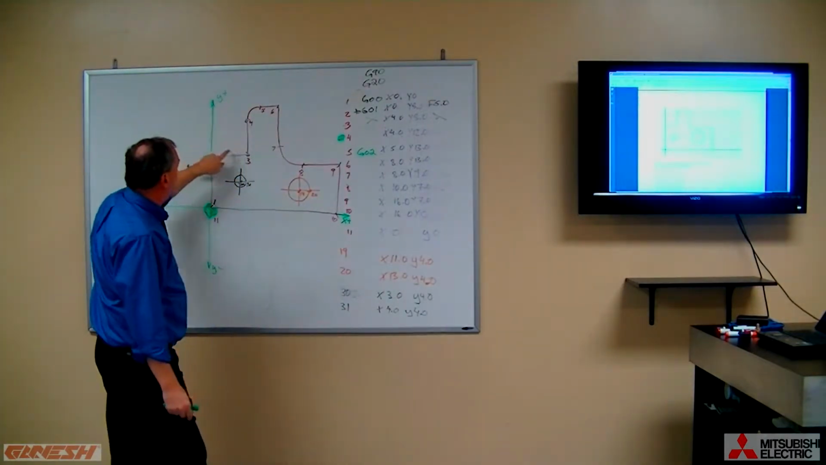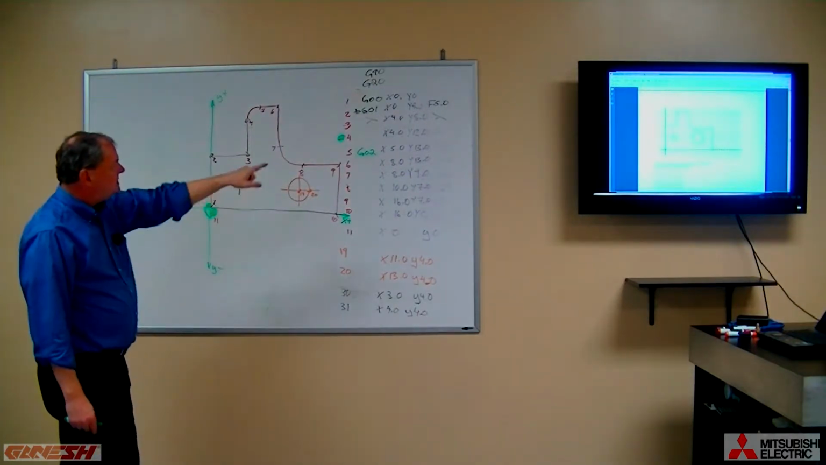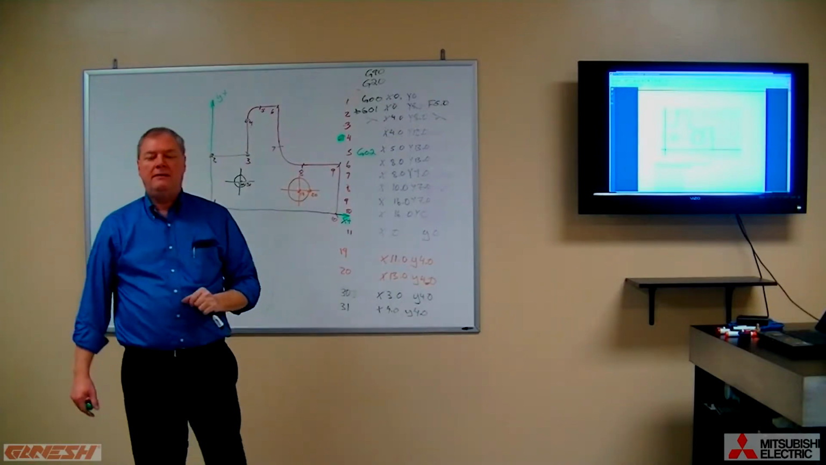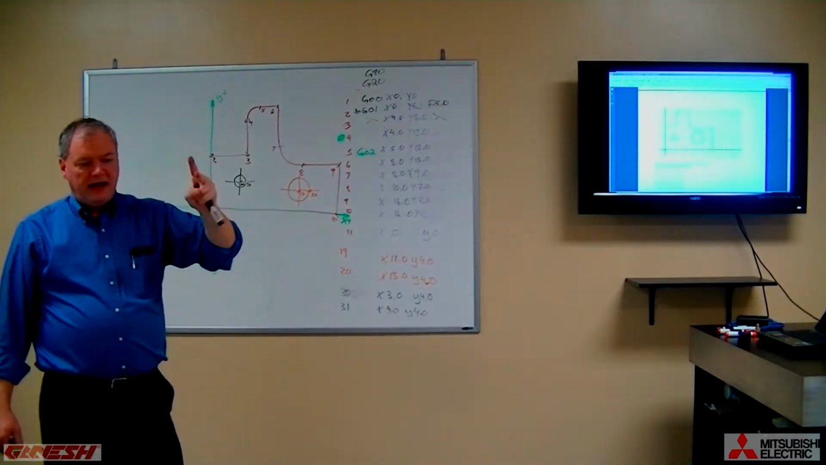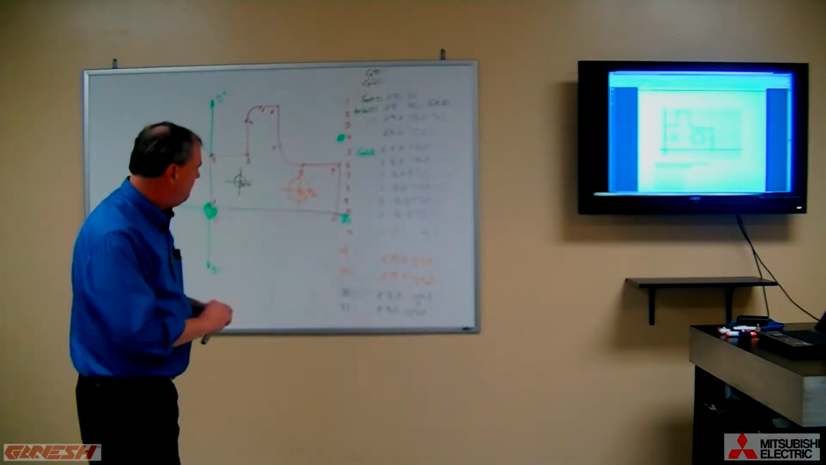Each of these we'll call a segment if you want. Now, we still need some information that defines this arc a little bit better. And remember the I and J value? And do you remember how we figured that out?